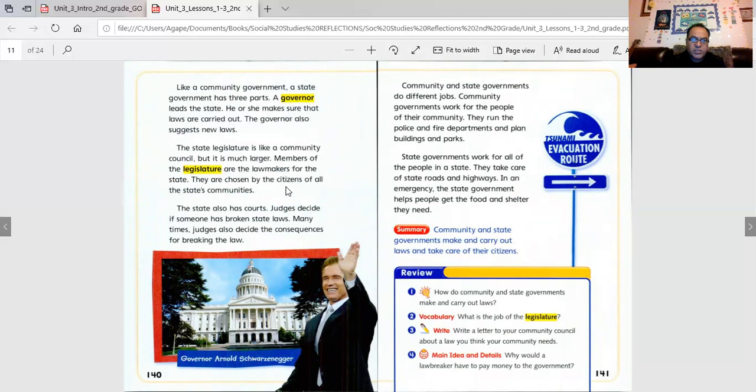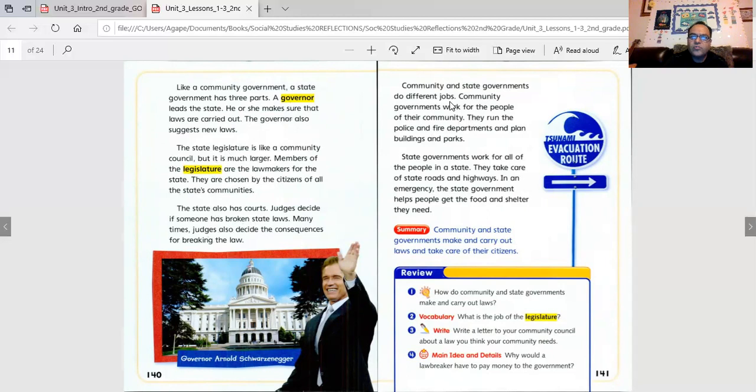They are chosen by the citizens of all the state's communities. The state also has courts. That's the third one. Judges decide if someone has broken state laws. Many times, judges also decide the consequences for breaking the law. Governor, legislator, and the courts.